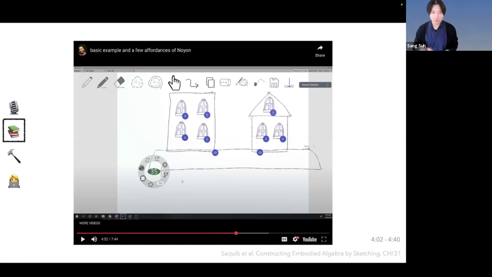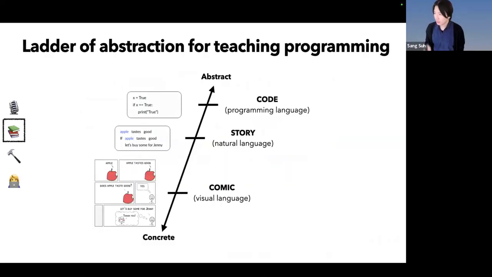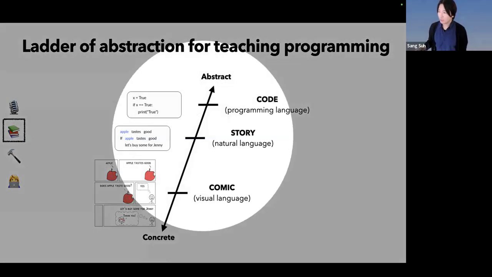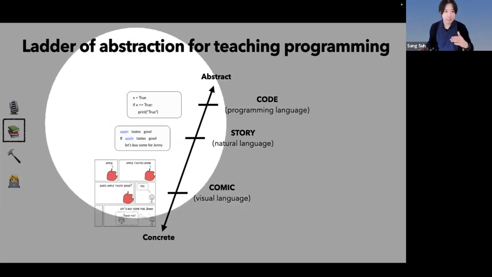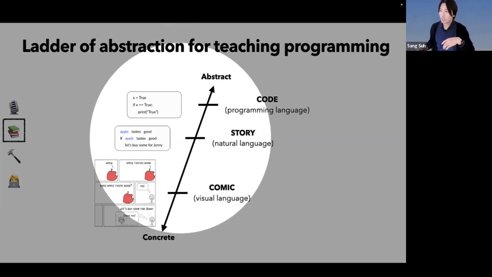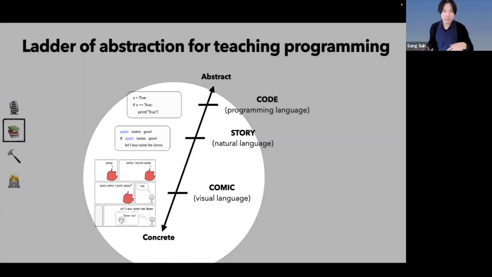So you see, the user is able to use the abstraction ladder slider to change the representation, right? So that's an example that I wanted to show. And yeah, I also did a very similar work, but in the context of teaching programming and also using a different representation like comics. So as you can see, the abstraction ladder that I had in my system consisted of these 3 semantic levels: code, story, and then comic.